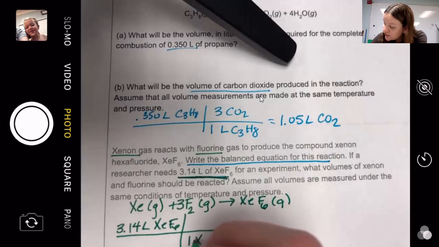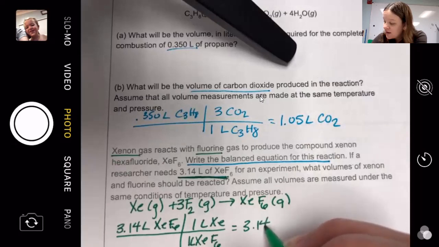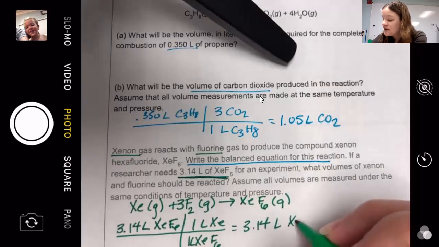So we have 1 liter of XeF6 and 1 liter of Xe. So you would need 3.14 liters of xenon.